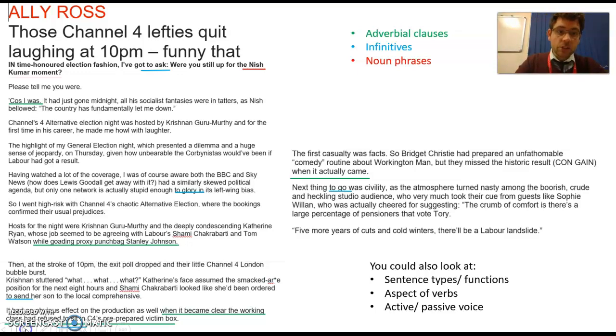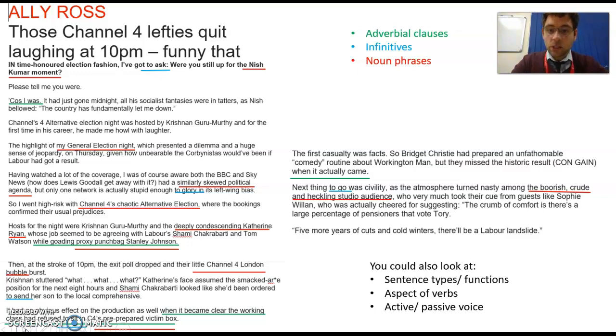So there's the Nish Kumar moment. There's my general election night. There's a similarly skewed political agenda. There's Channel 4's chaotic alternative election. There's the deeply condescending Catherine Ryan. There's proxy punchbag Stanley Johnson. There's their little Channel 4 London bubble. Okay, quite a long noun phrase. There's Channel 4's pre-prepared victim box. There's the boorish, crude and heckling studio audience. Okay, so multiple noun phrases in there.